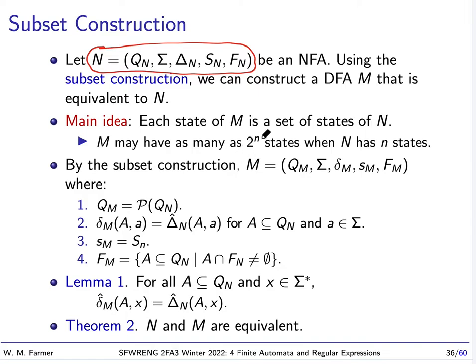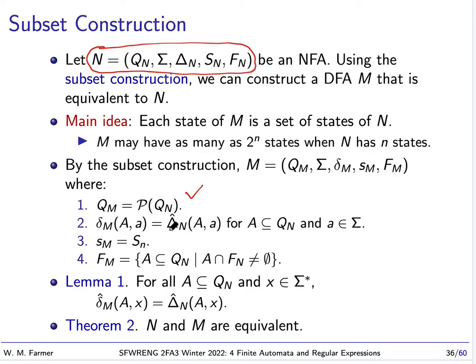And we may not need all these states, but generally speaking, if N has n states, our M will have 2 to the n states. So it could have many more states than N has. And here's how the construction works. I just said that the set of states of M will be all the subsets of Q_N. So that's pretty easy. And our transition function will take a set of states and a symbol, and it will basically return the set of states that we can get to, starting with the states in A and reading a.